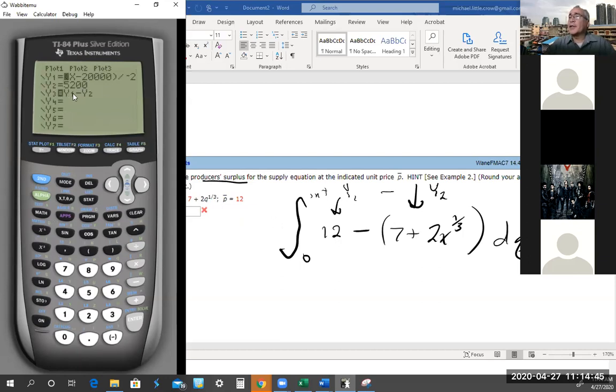Let's see, here we go. So I'm going to leave my y1 minus y2. And if you weren't sure, again, you put them in and you see which one's on top. So think of this as really just doing difference between two curves. 7 plus 2x raised to the 1/3 power.